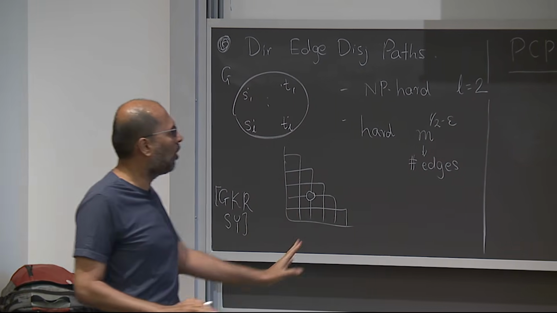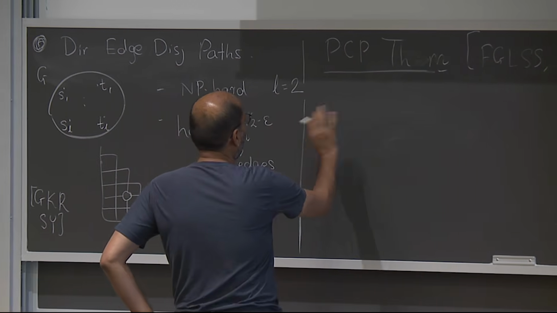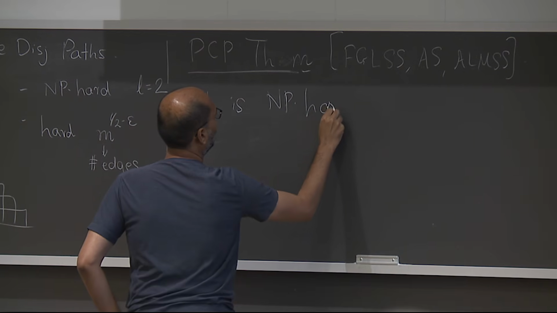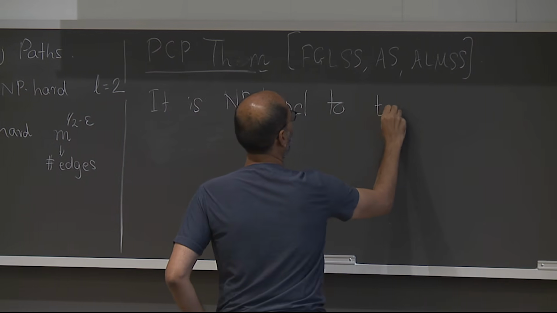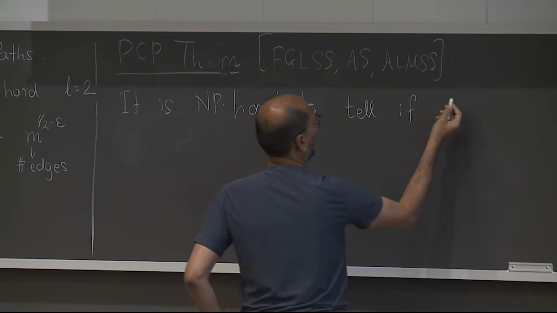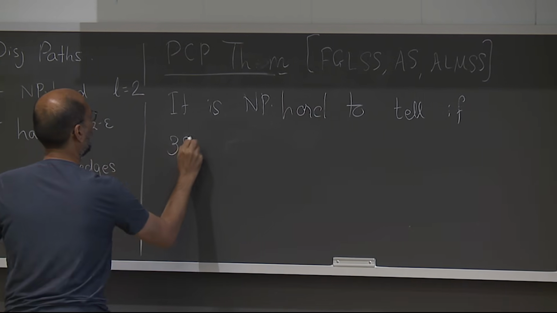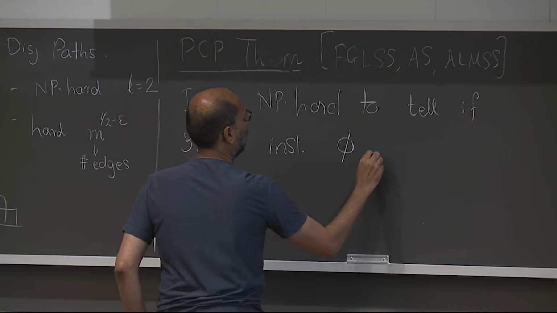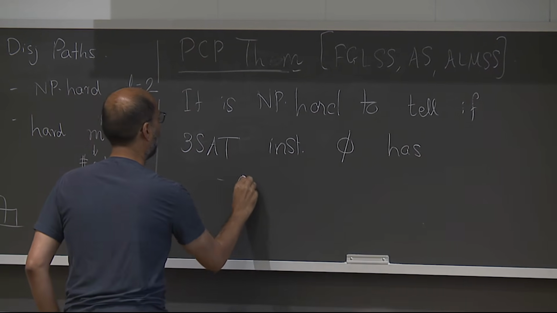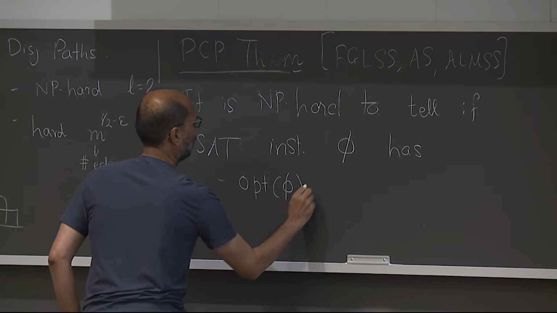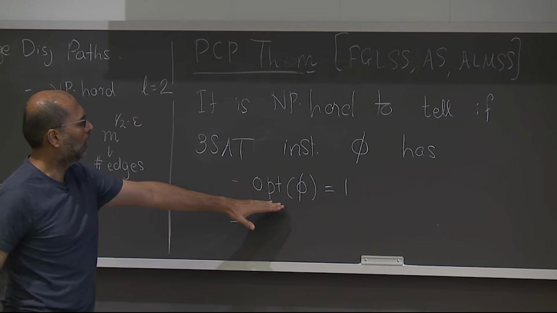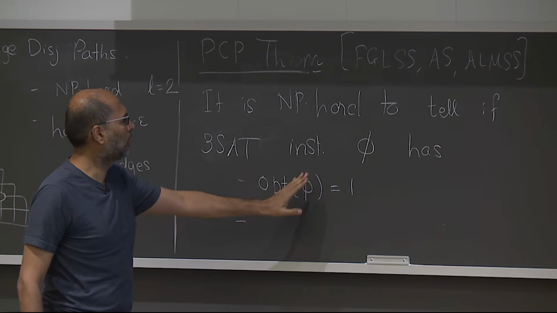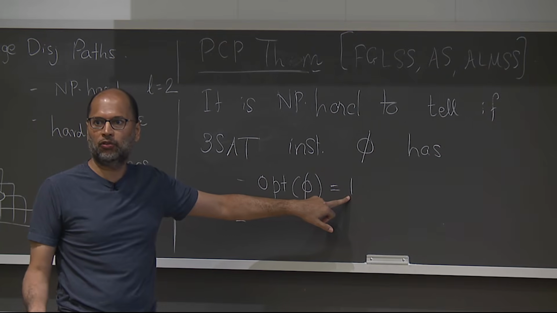So for the purposes of this talk, I will just stick to the following statement. It simply says that it's NP-hard to distinguish whether a 3-SAT instance phi has optimum 1. So optimum here would refer to the maximum fraction of clauses you can satisfy in a 3-SAT formula, right? So optimum equals 1 just means the formula is fully satisfiable.